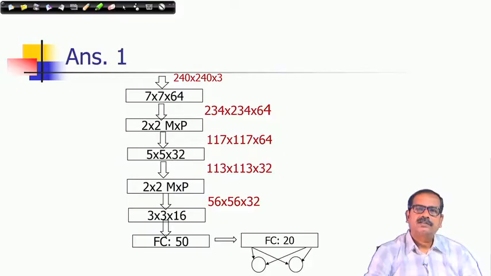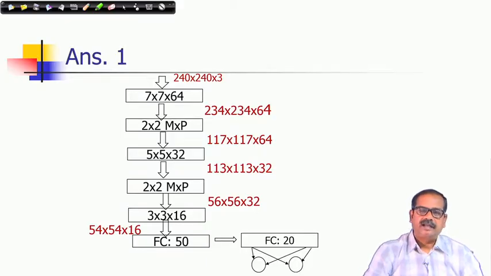Once again 3 cross 3 cross 16 filter, that is the third convolution layer. Actually the size is 3 cross 3 cross 32, and there are 16 such filters. So, you have to subtract 2 from 56, and the size will be 54 cross 54 cross 16, because there are 16 channels. Now, all these 2-dimensional array outputs will be flattened into a 1-dimensional vector of size 54 cross 54 cross 16, and that would be input to the fully connected layer of 50 neurons.